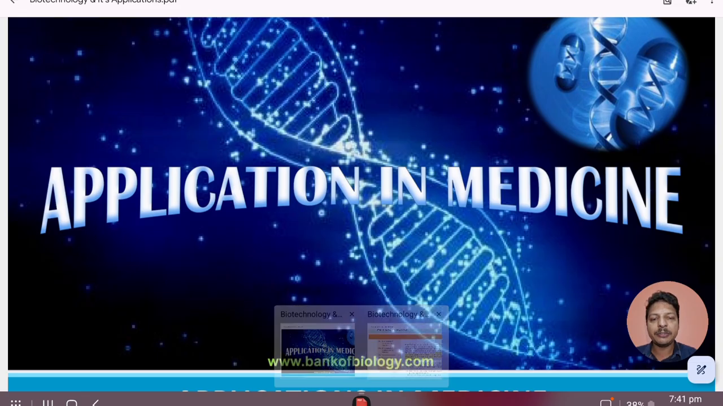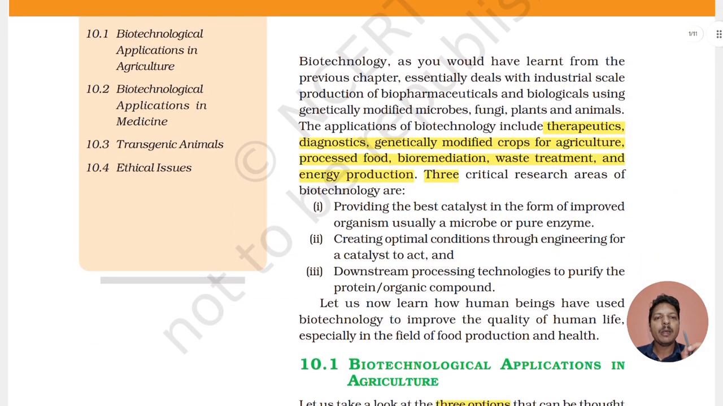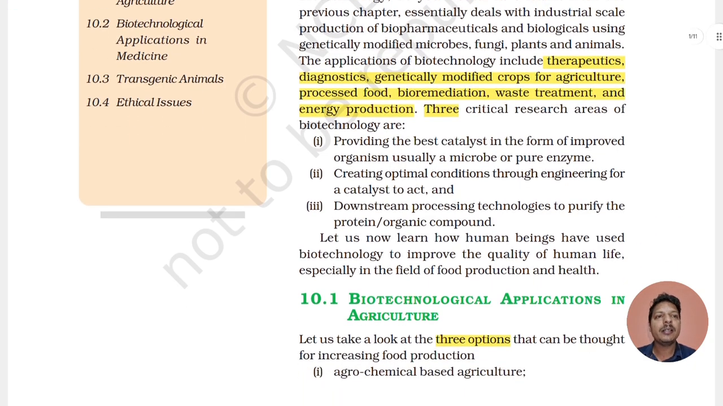Before starting this, let's see what your NCERT says here. The application of biotechnology includes therapeutics, diagnostics, genetically modified crops for agriculture, processed food, bioremediation, waste treatment, and energy production. Three critical research areas of biotechnology are: first, providing the best catalyst in the form of an improved organism, usually a microbe or pure enzyme. Second, creating optimal conditions through engineering for the catalyst to act. And third is the downstream processing technologies to purify the proteins or organic compounds. Let's see.